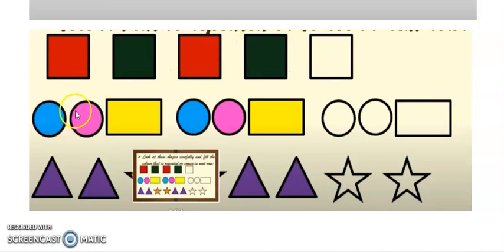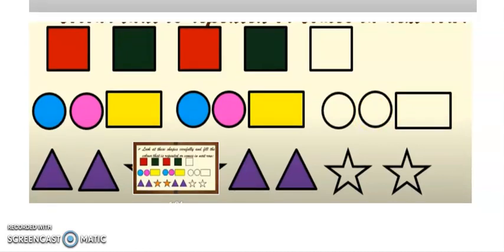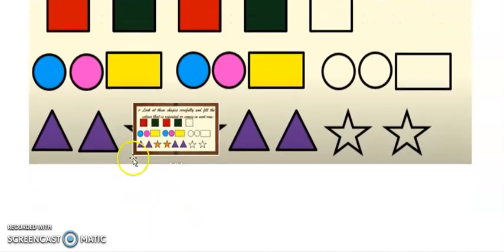Next, look at the second line. Blue, pink, yellow. Two circles and one rectangle. Blue, pink, yellow. So what should be here? Blue. Yes, this circle should be colored blue, pink, yes, yellow. Understood? That is being repeated here. Now please look here, this line.